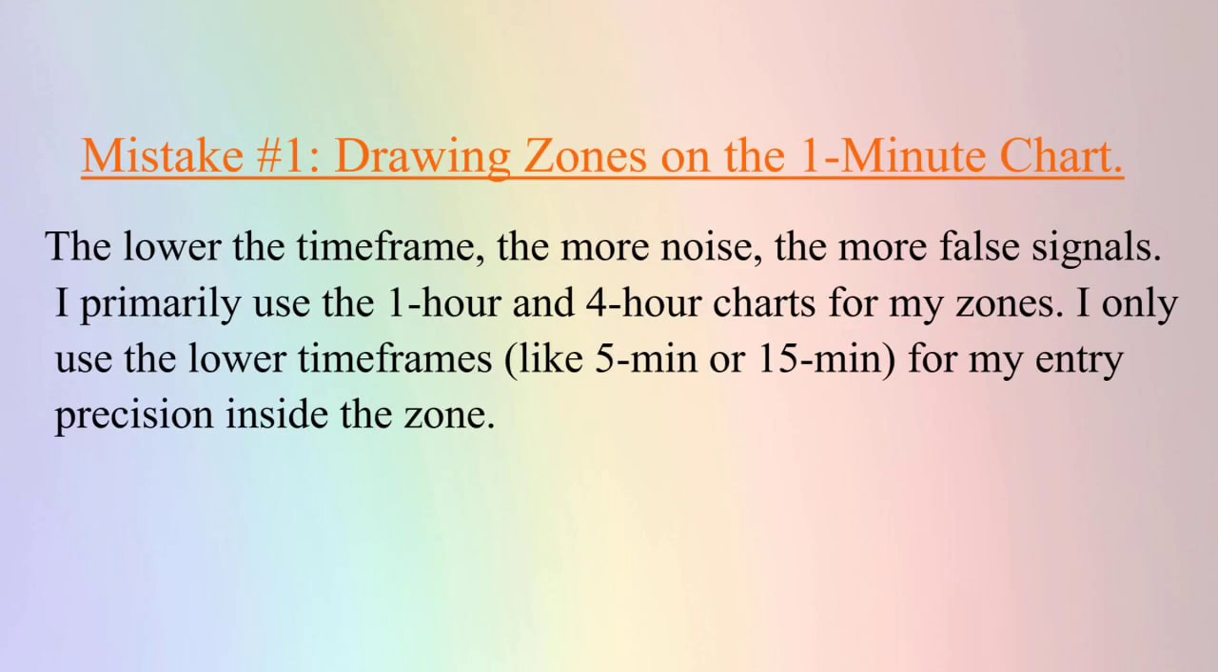Mistake number 1. Drawing zones on the 1-minute chart. The lower the time frame, the more noise, the more false signals. I primarily use the 1-hour and 4-hour charts for my zones. I only use the lower time frames like 5-minute or 15-minute for my entry precision inside the zone.